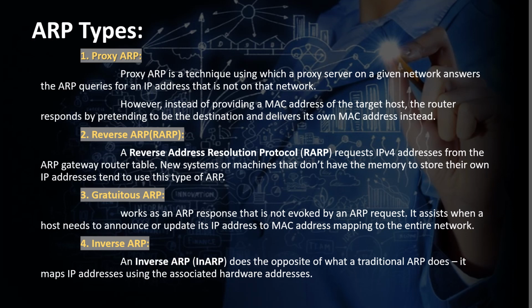Let's see proxy ARP first. Suppose we have two networks, and you are going to find the MAC address of an IP address. Usually what we do is send an ARP request, then we get back the MAC address with the ARP reply. That is the actual thing that we saw in the last session, right?